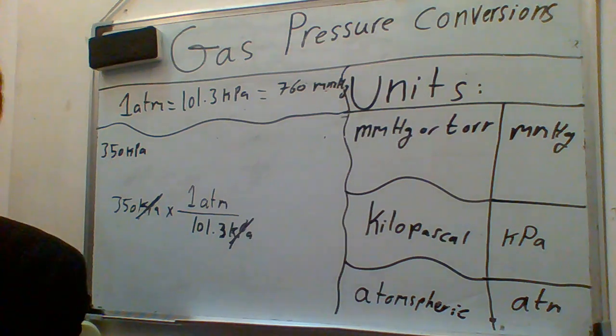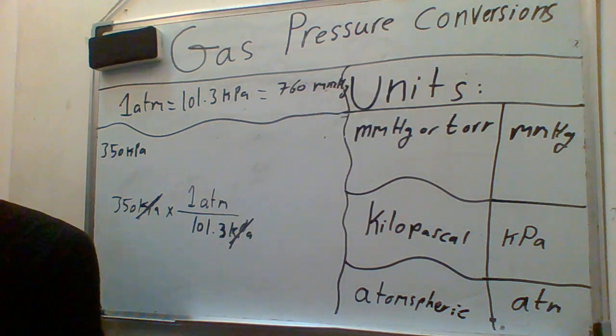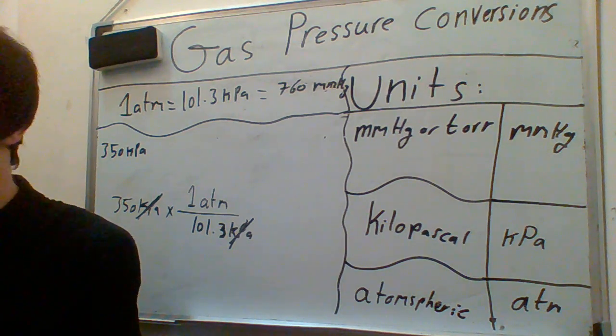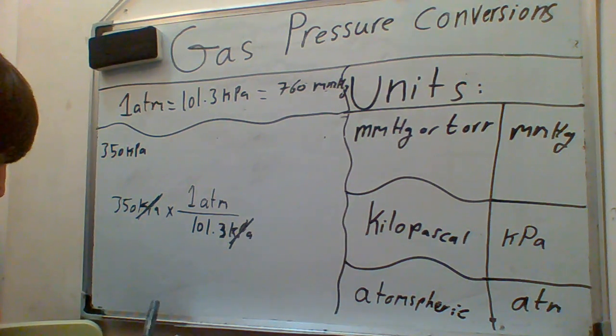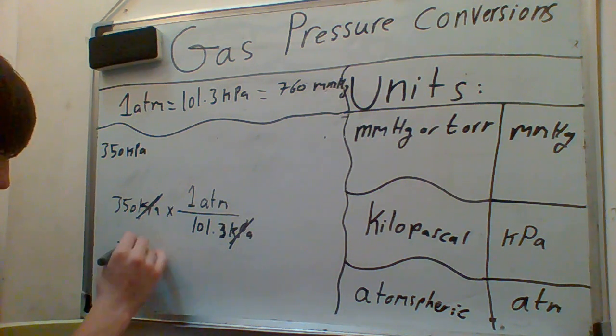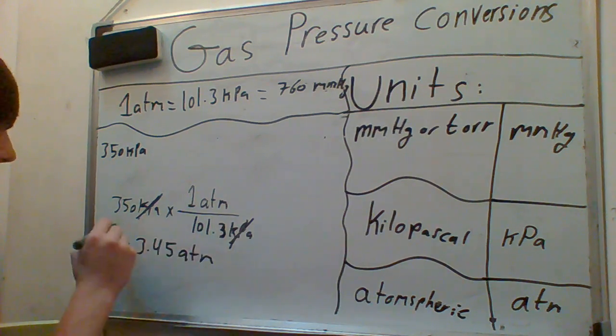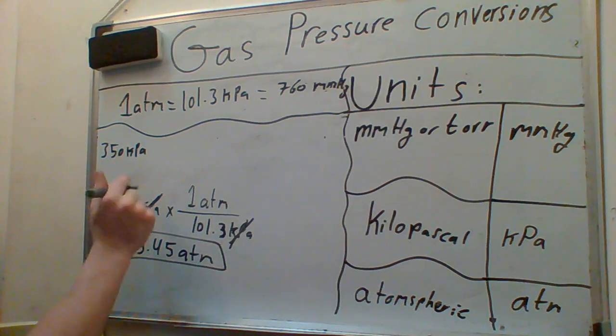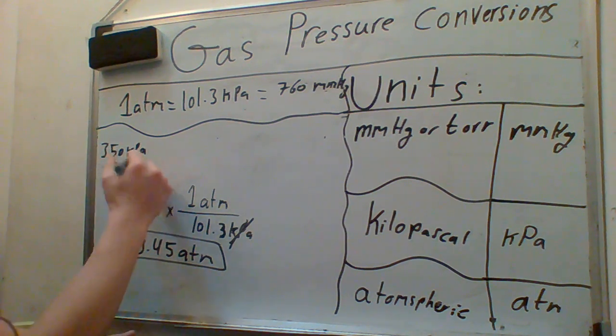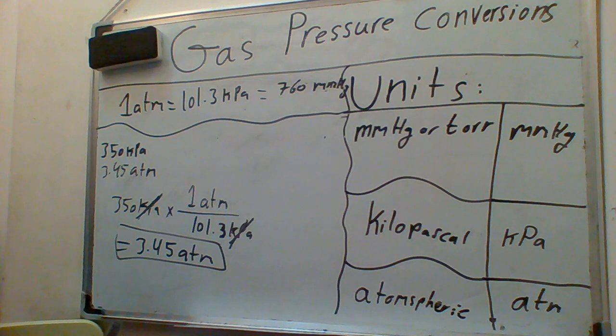Let's do the math right now. We calculate 350 multiplied by 1 divided by 101.3, which equals 3.45 atm. So 350 kilopascals equals 3.45 atm.